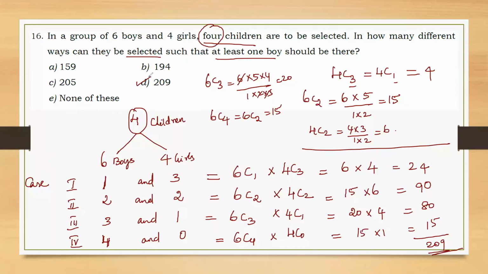Is it clear? At least one boy, so minimum one, maximum all the four will be boys. Is it clear? Any doubts?